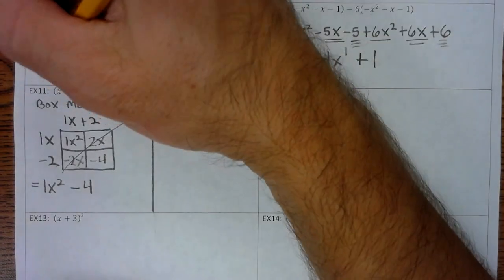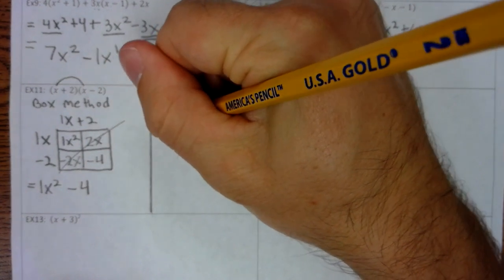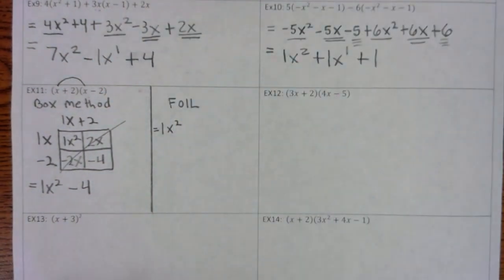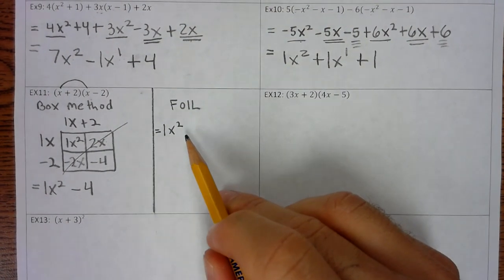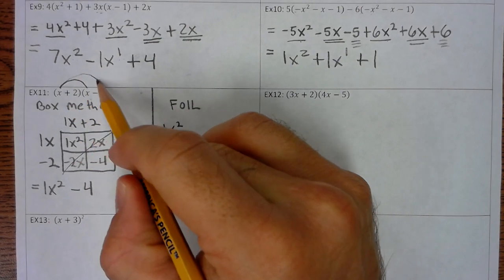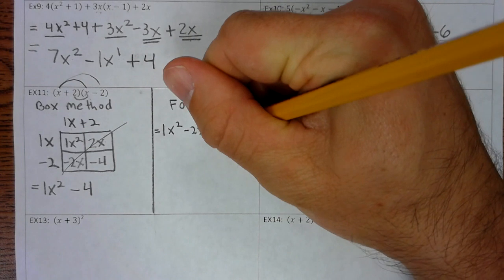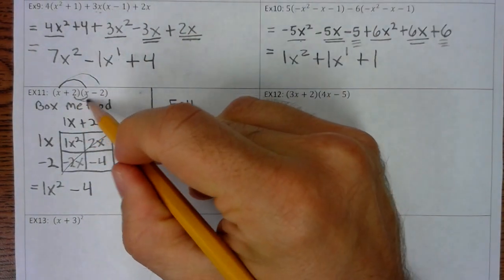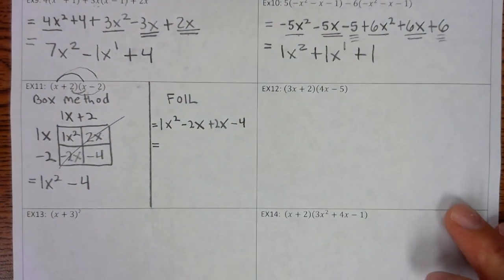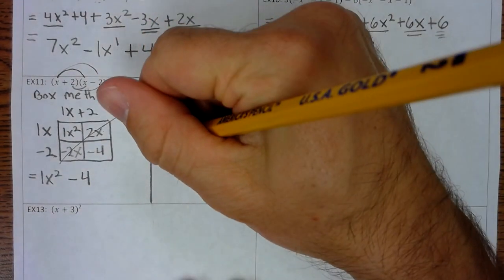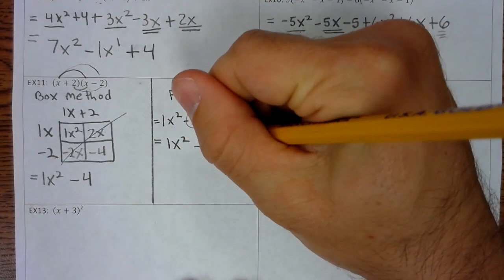Now FOIL, x times x is 1x squared. And then x times negative 2 is negative 2x. 2 times x is plus 2x. And then 2 times negative 2 is a negative 4. All right, so then you have 1x squared. Again, those cancel, minus 4.